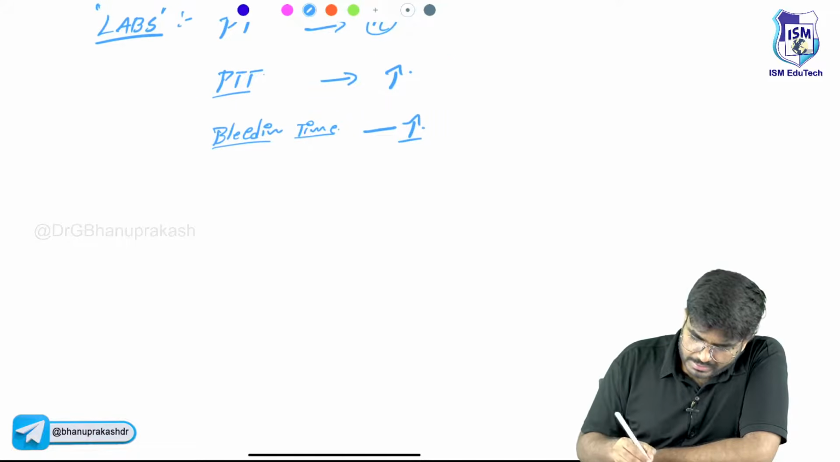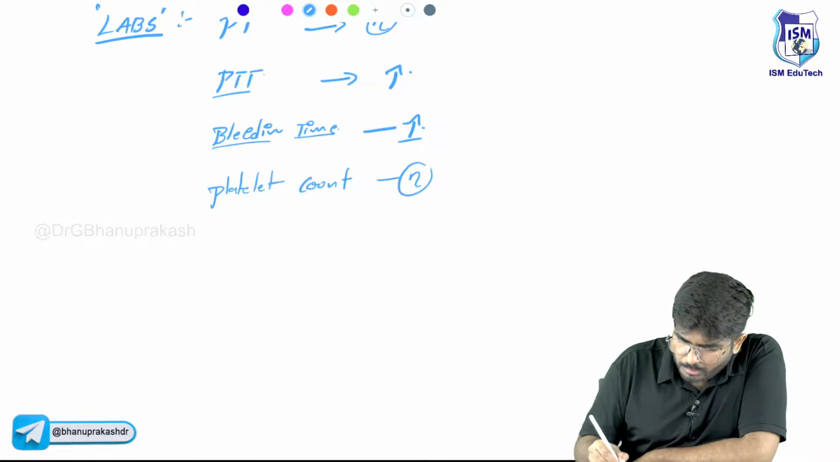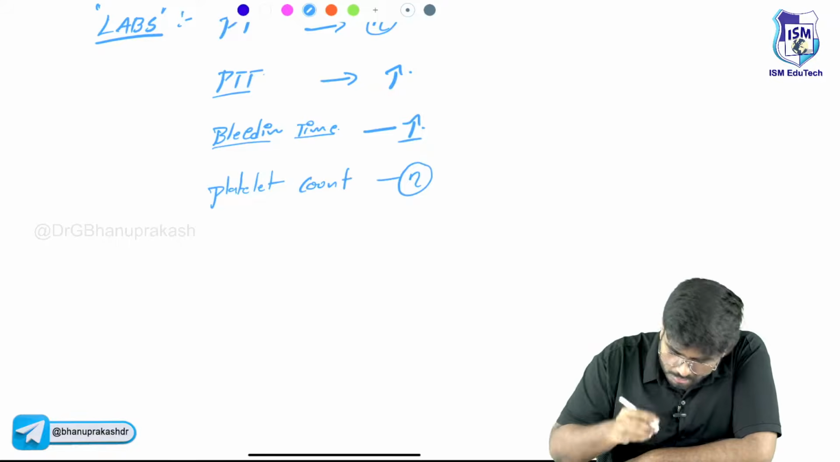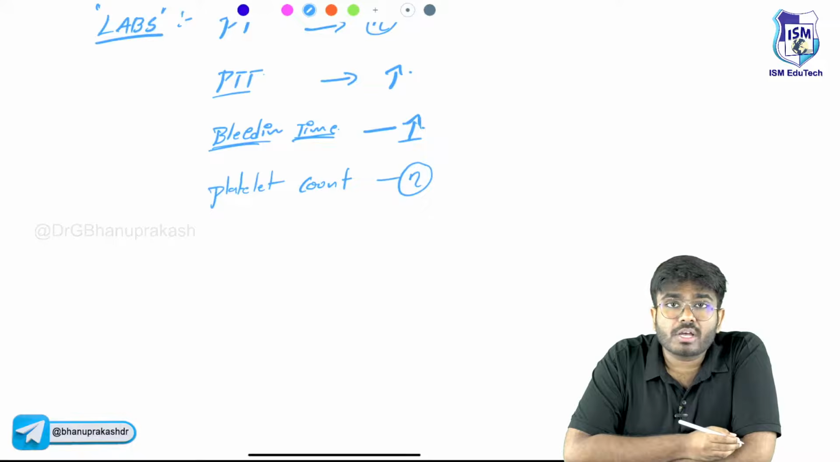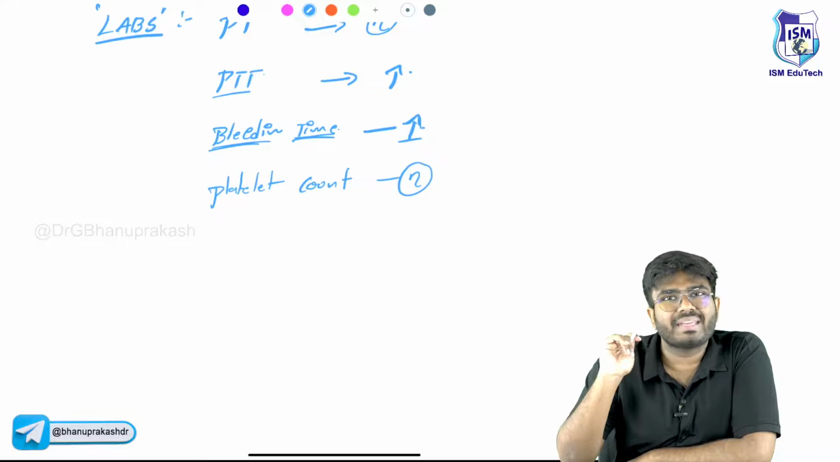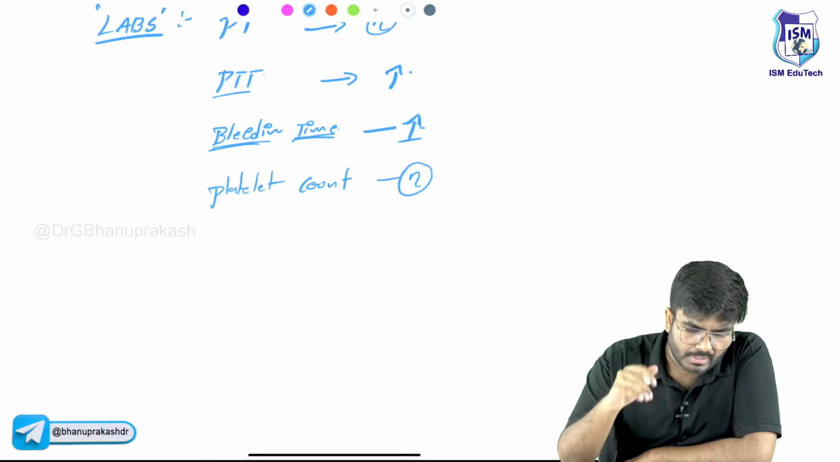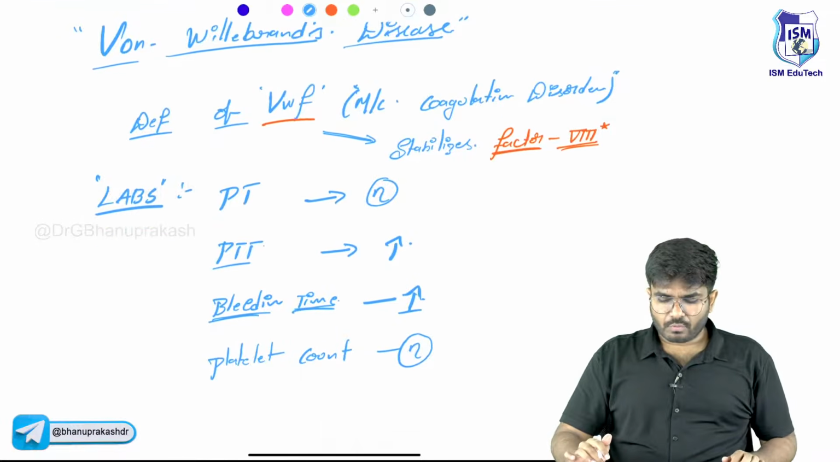So what about the platelet count? Platelet count is normal, but still the bleeding time is increasing. Why? Because Von Willebrand factor is not there, so the platelet plug is not properly getting formed. Next, what's the treatment for Von Willebrand's disease?